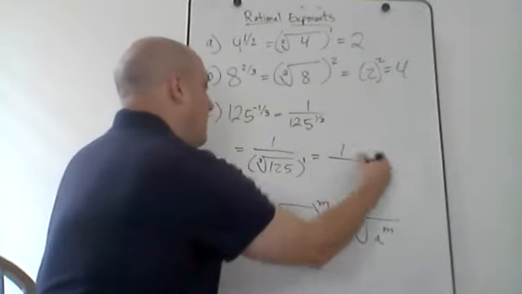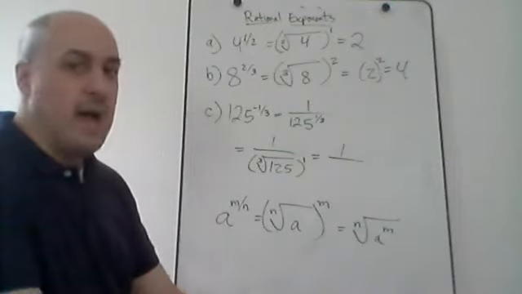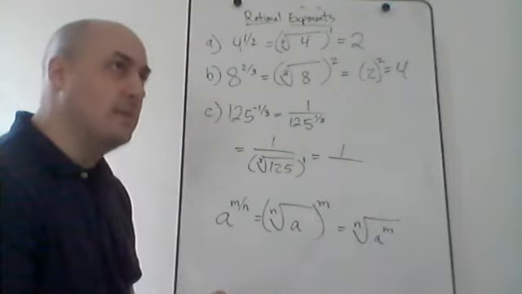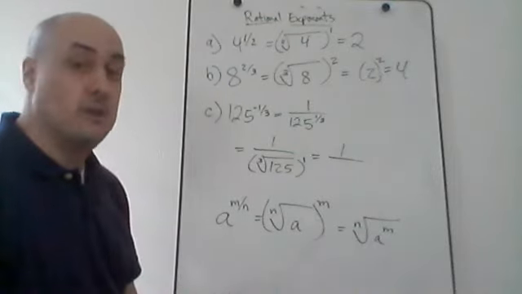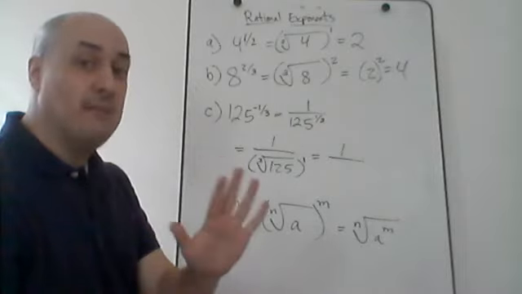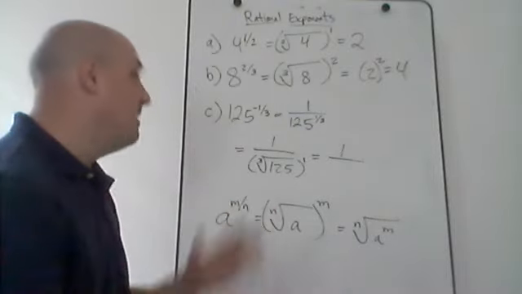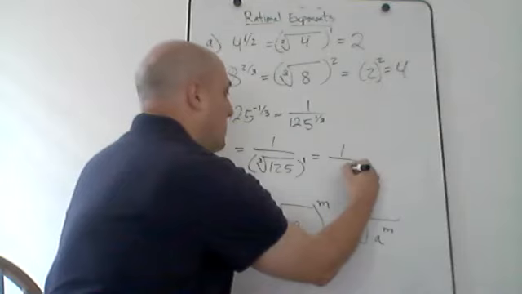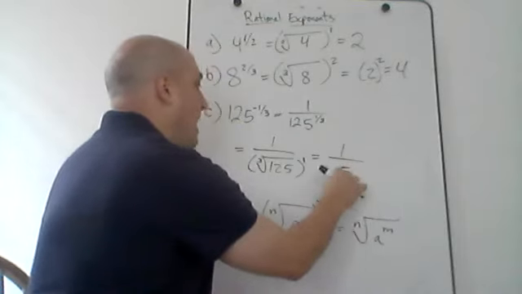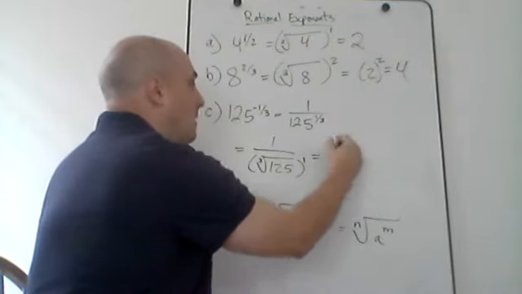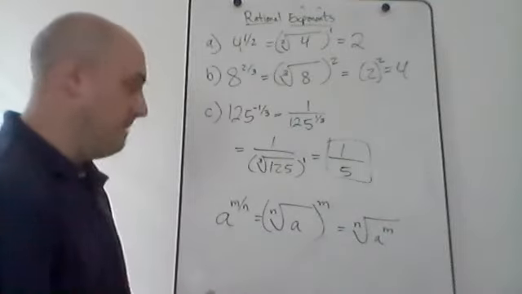All right, but then I can figure it out. What is the 3rd root of 125? What number multiplied by itself 3 times is going to give me 125? Well, that's going to be 5, right? 5 times 5 is 25. 25 times 5 again is 125. So it's 1 over 5 raised to the 1st power, which is just going to be 1/5.